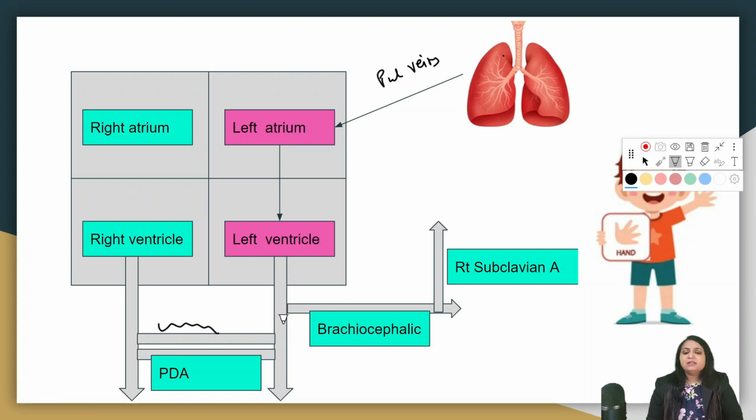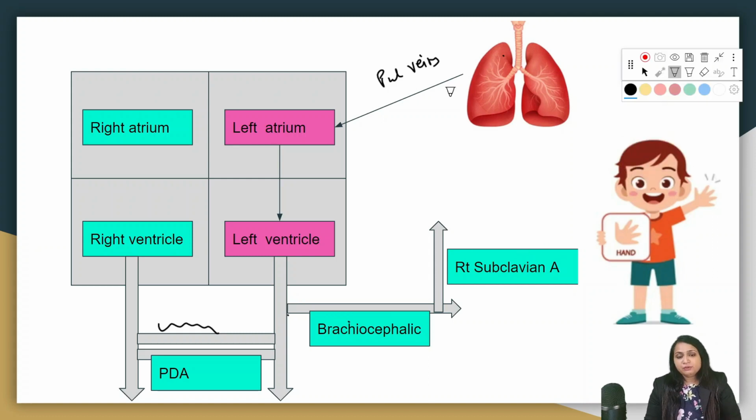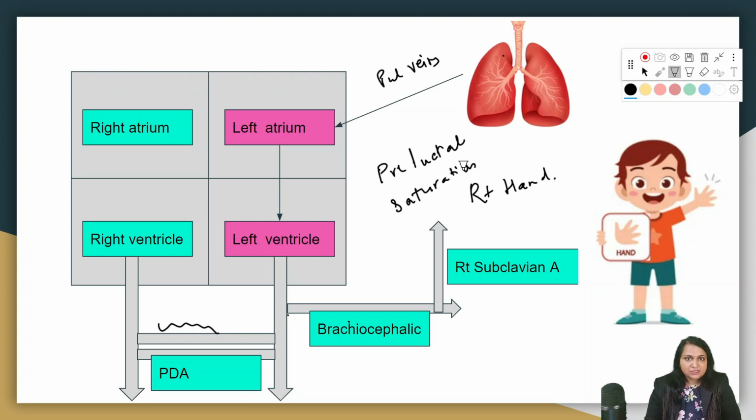Even before the connection of the PDA, there is the origin of the brachiocephalic artery and right subclavian artery, which give blood supply to our right hand. So this is called preductal saturation. If the preductal saturation is on the lower side, then it is almost sure that the child is suffering from congenital heart disease. So the best answer to this question is right hand.